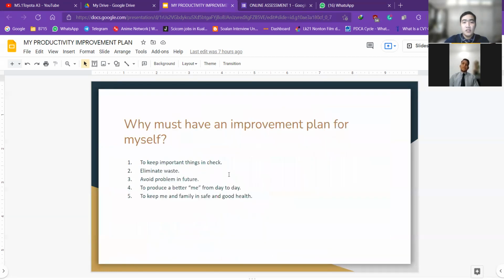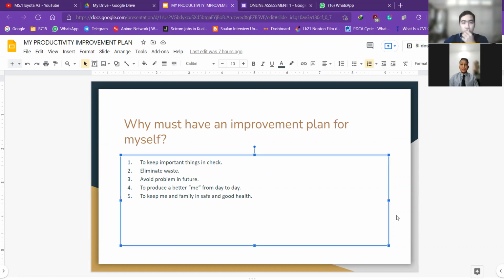So why must I have an improvement plan for myself? First, to keep important things in check. Secondly, to eliminate waste. Third, to avoid problems in the future. Fourth, to produce a better me from day to day. And fifth and last, to keep me and my family safe and in good health.